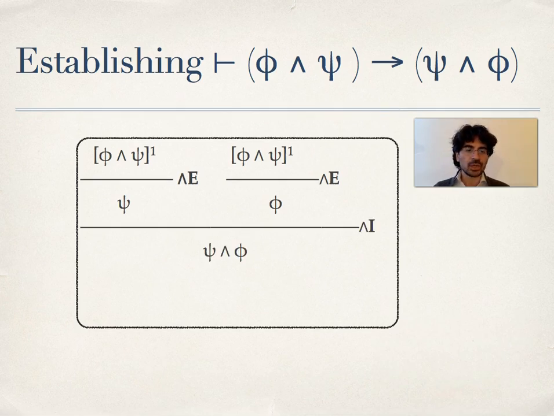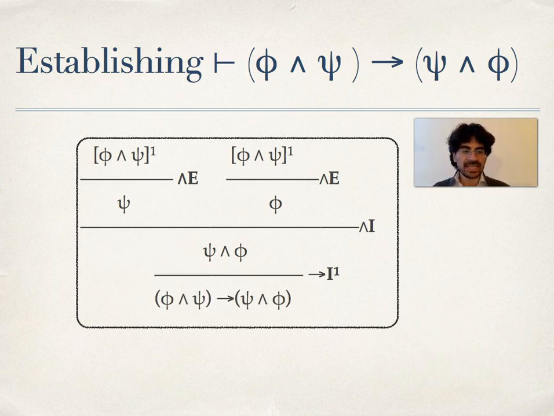Then we can use the rule for conjunction introduction. So we have psi and phi, and so we can combine the two together into psi and phi. And then finally we use the implication introduction rule, and we can cancel our two assumptions on top of the tree. It's the same assumption repeated twice, and we have finally derived what we wanted, namely that phi and psi implies psi and phi. This is the commutativity property that we wanted to derive.